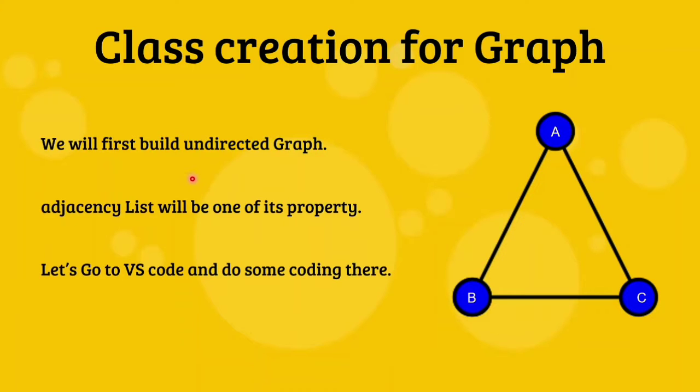Firstly, we will build undirected graph. And for that we will make use of adjacency list will be one of its property. So let's go to the VS Code and there we will do some coding.